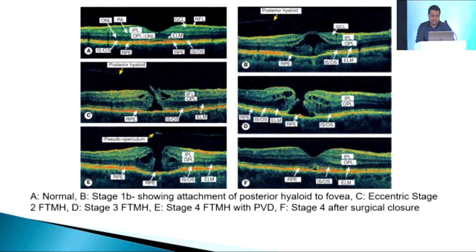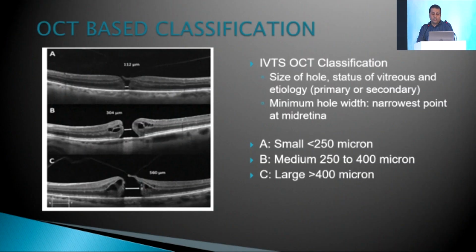Clinically, initially they were divided by Gass into stage 1A, 1B, stage 2, 3. But now, according to the IVTS, we are not staging it as 1, 2, 3. According to it, now we are describing just on the basis of the size. So it is small, medium, and large. And the size, we have to measure at the smallest area.